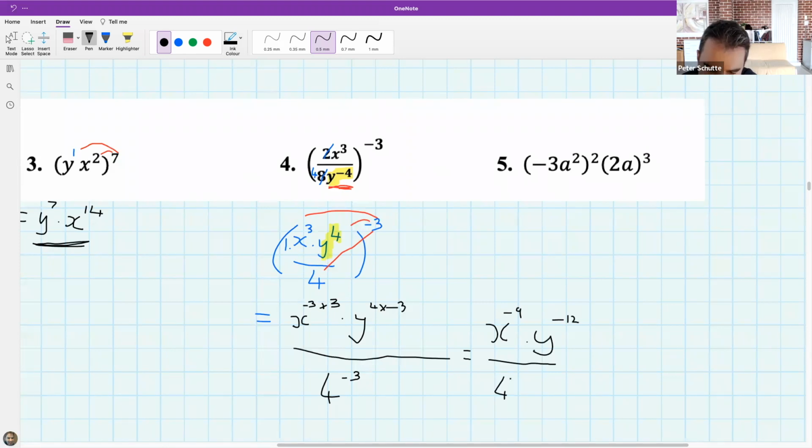Now, when we deal with exponential expressions, we normally like to have our exponents being positive. And so what I'm going to do is, at the moment, this x at the top and the y at the top have negative powers. If I move them below the line, they will become positive powers. And so I'll get x to the 9 over y to the 12. So give me a thumbs up if you understand how I went from here to here.